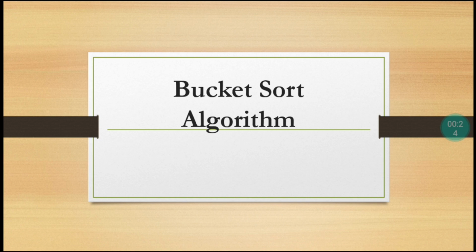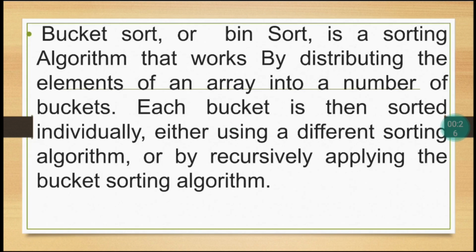I will report about the bucket sort algorithm, and I will explain and identify the bucket sort algorithm. So what is bucket sort algorithm? Bucket sort or bin sort is a sorting algorithm that works by distributing the elements of an array into a number of buckets. Each bucket is then sorted individually, either using a different sorting algorithm or by recursively applying the bucket sorting algorithm.